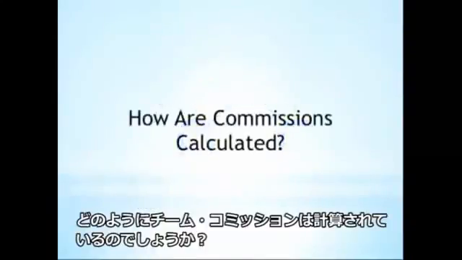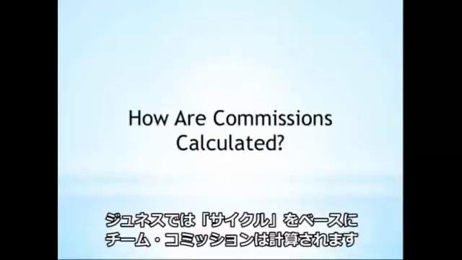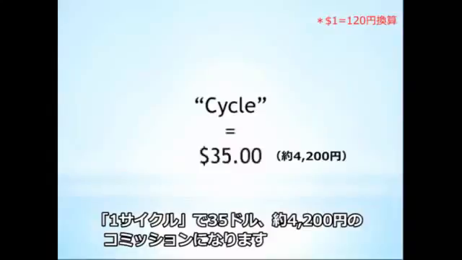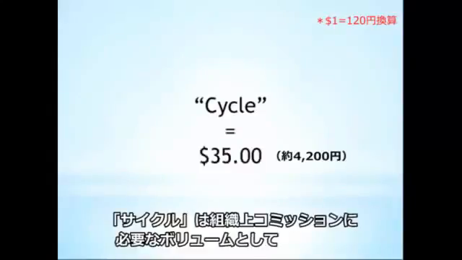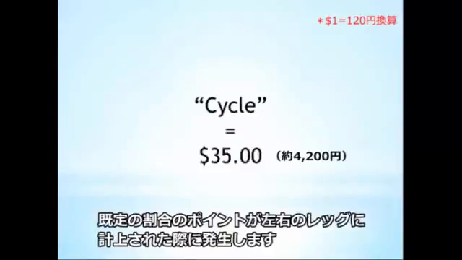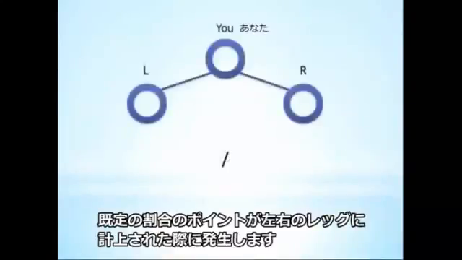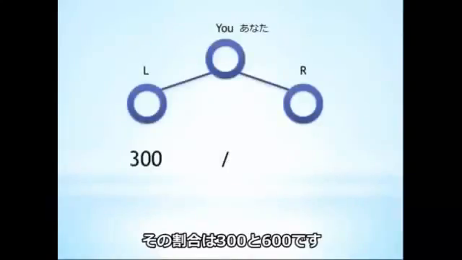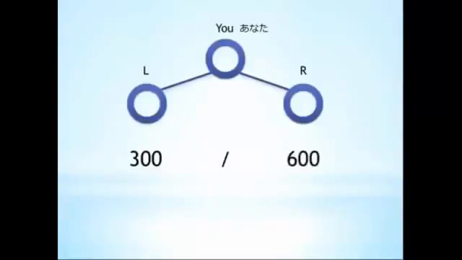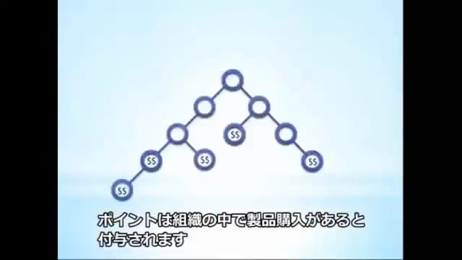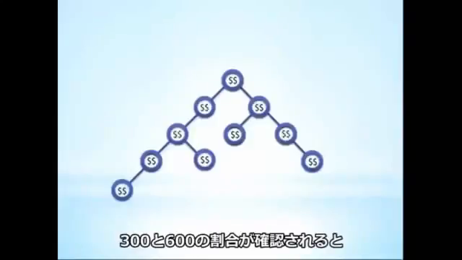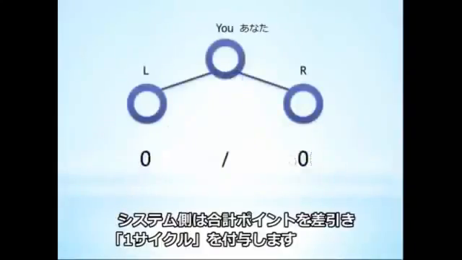So how are the commissions calculated? In Jeunesse, the most basic unit of commissions is called a cycle. A single cycle equals $35 in commissions. A cycle is generated every time the right ratio of commissionable volume is achieved in the binary structure. That ratio is 300 points on one side of the organization and 600 points on the other. It works the other way too. Points are earned as products are purchased by people in the network. Anytime it's possible to satisfy the ratio, the computer will deduct that volume and credit you with one cycle.